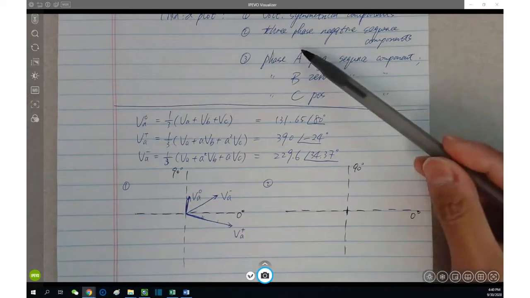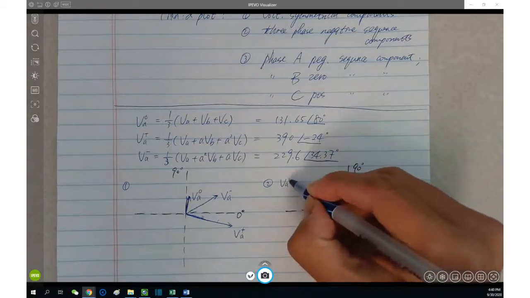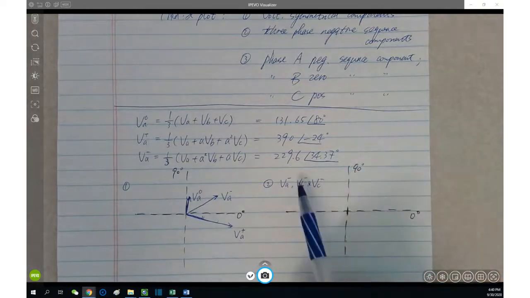Second one, read carefully. The problem is asking for three-phase negative sequence components. Who are they? Once again, you have to understand who are the ones the problem is asking for. VA minus, VB minus, and VC minus. Three-phase negative sequence component. No more, no less. Remember this in the exam. I'm asking 3, give me that 3 exactly. No more, no less.